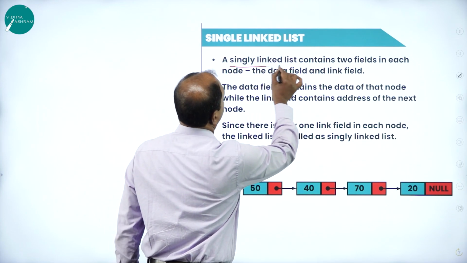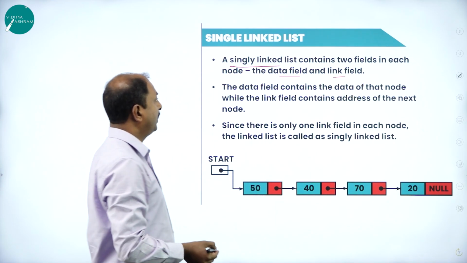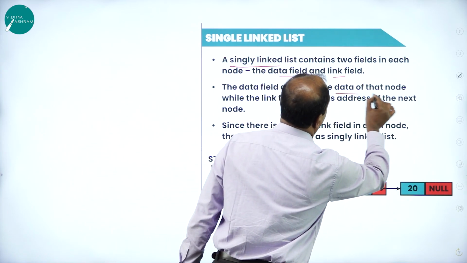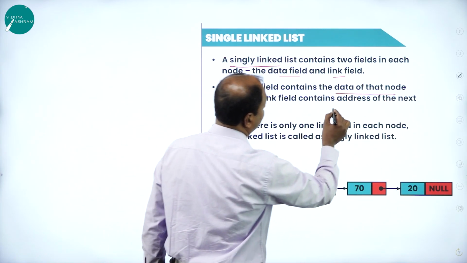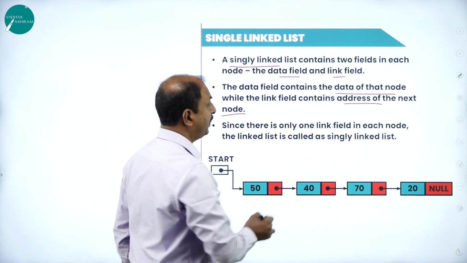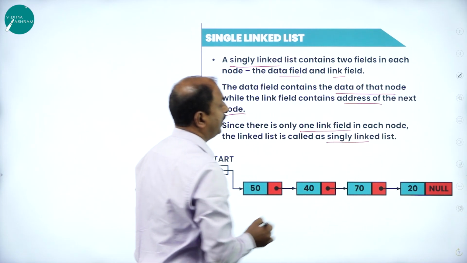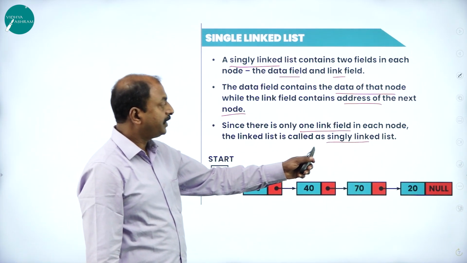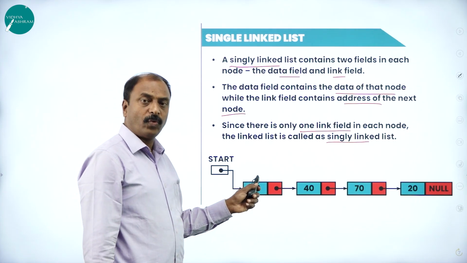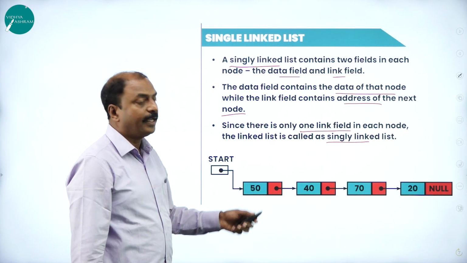The singly linked list contains 2 fields, the data field and the link field. So this is the node, and the data field contains the data of that node, while the link field contains the address of the next node. And since there is only one link field in each node, the linked list is called singly linked list. So what is the definition of singly linked list? In a singly linked list, there is only one link to the next node. That is the reason it is called singly linked list.